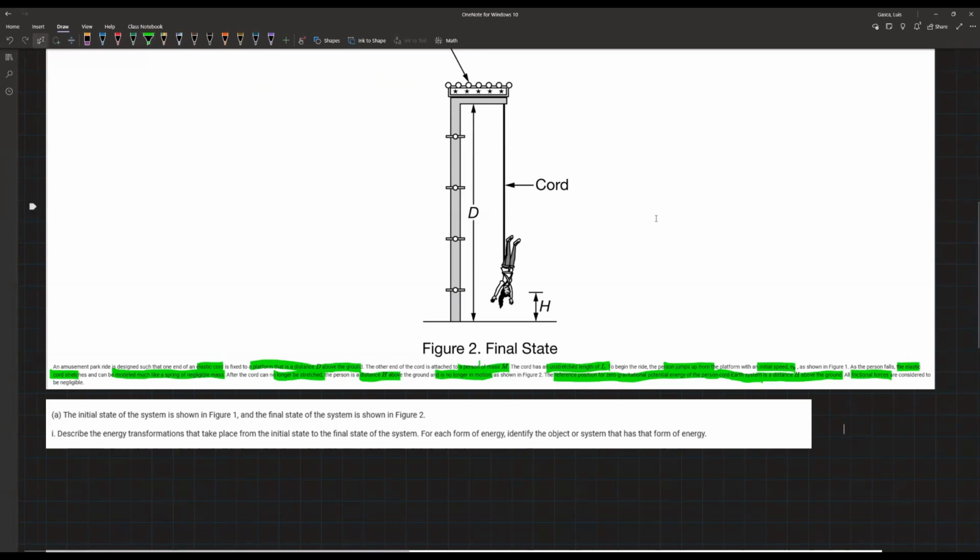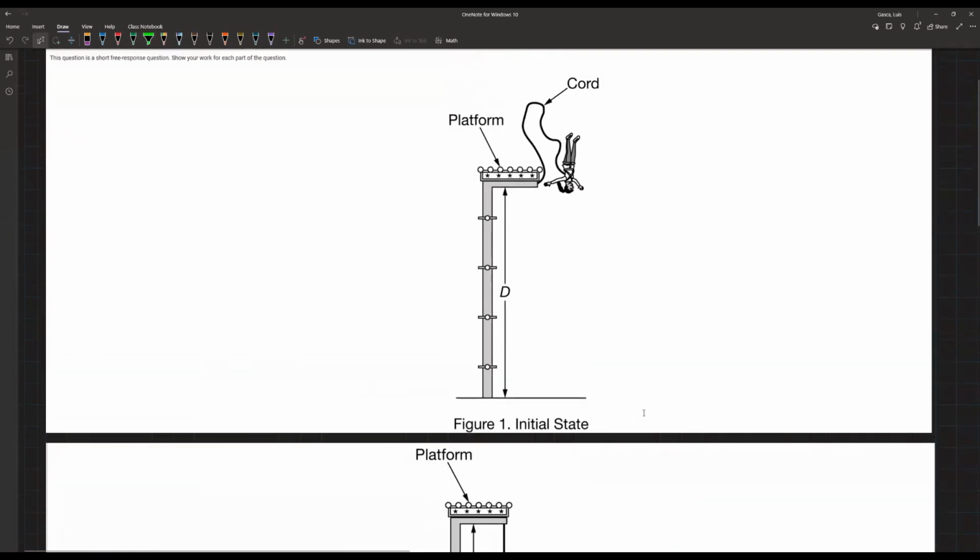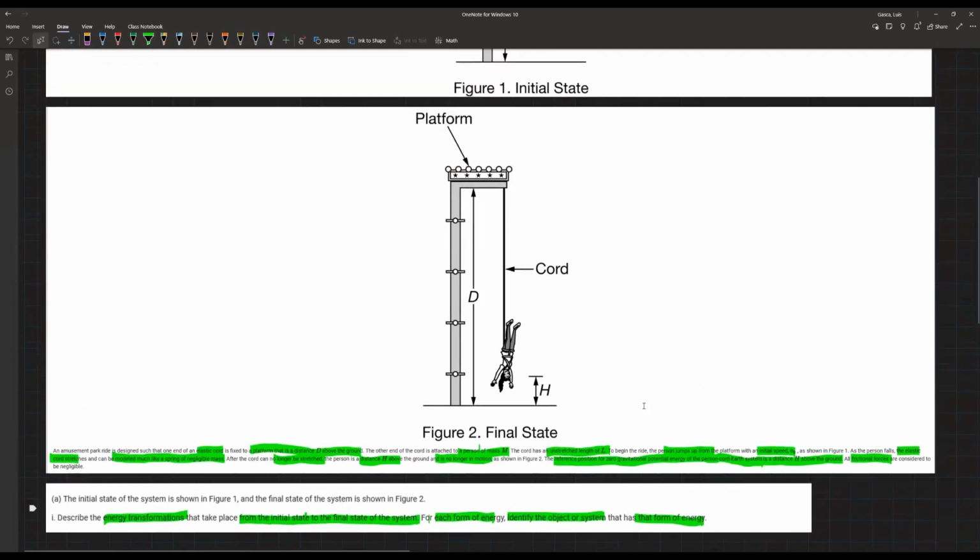The first part here is: the initial state of the system is shown in figure 1 and the final state of the system is shown in figure 2. Describe the energy transformations that take place from the initial state to the final state of the system. For each form of energy, identify the object or system that has that form of energy. So we should think, what kind of energies do they have at the beginning? What kind of energies do they have at the end? I'll let you guys think about it for a second.